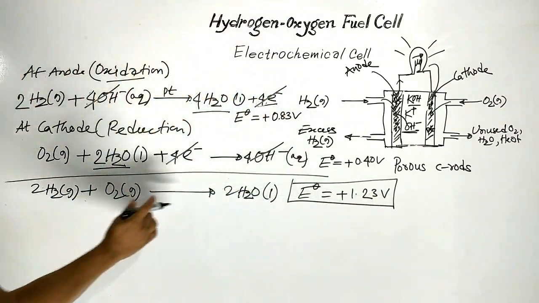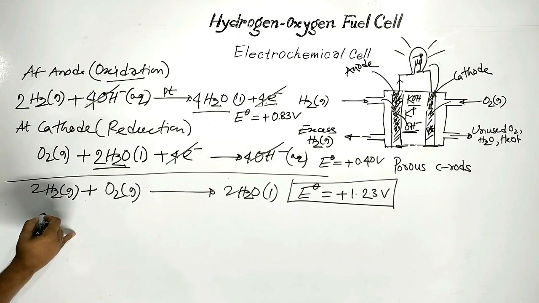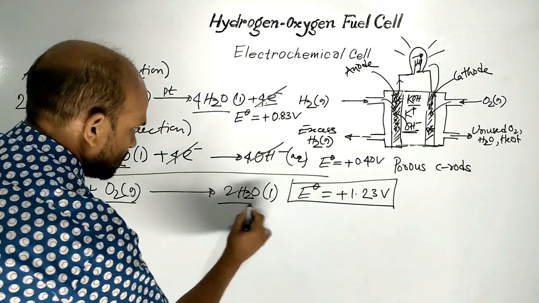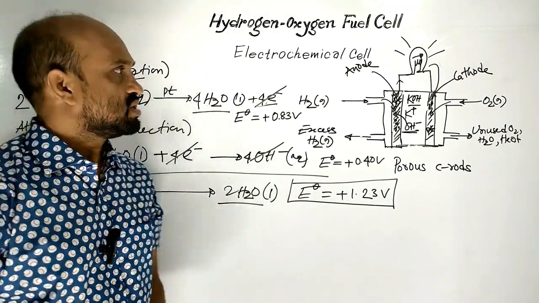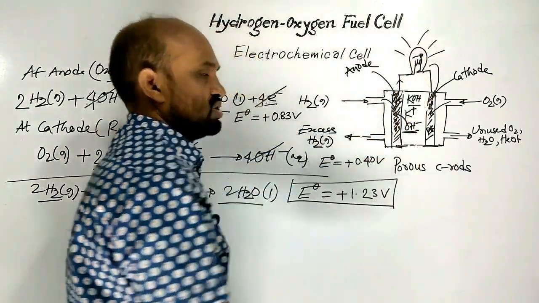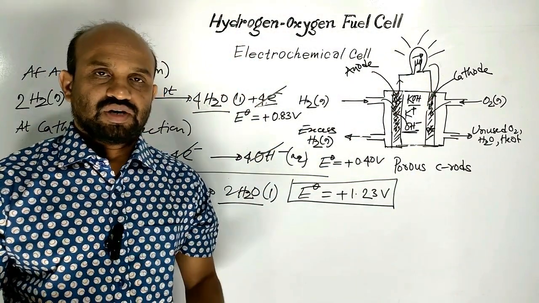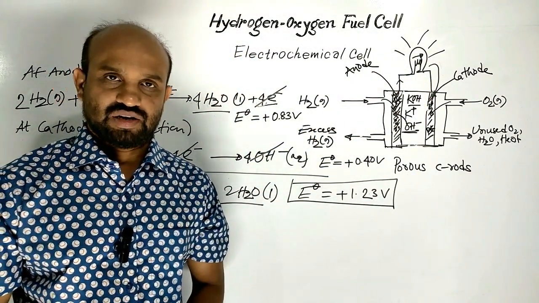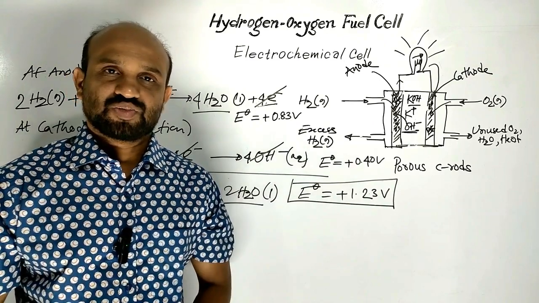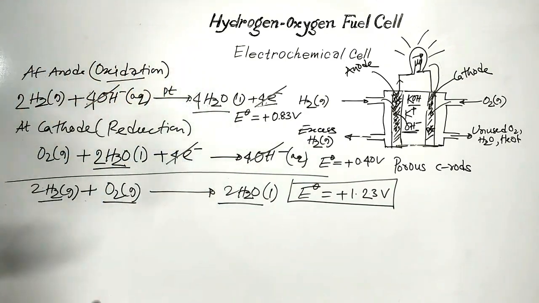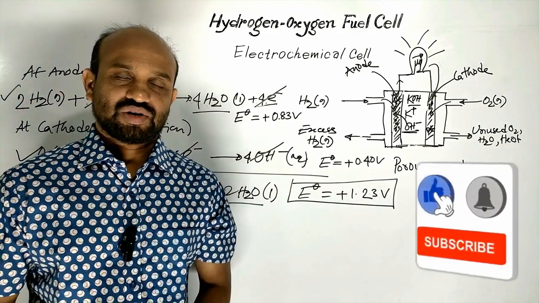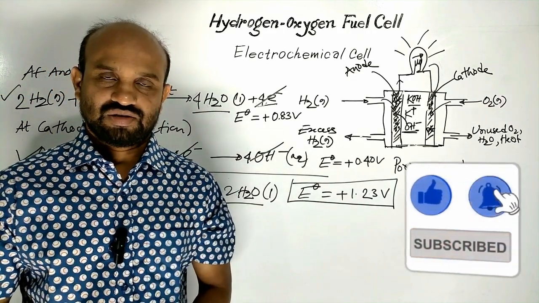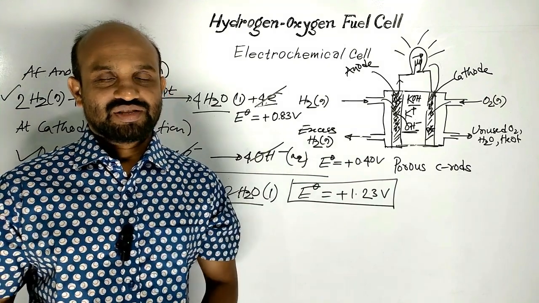Here simply reaction is between hydrogen and oxygen and water is formed. Through this reaction, electricity is produced, a kind of electrochemical cell. Electricity is produced through chemical reactions. This is all about hydrogen oxygen fuel cell. Thank you very much.